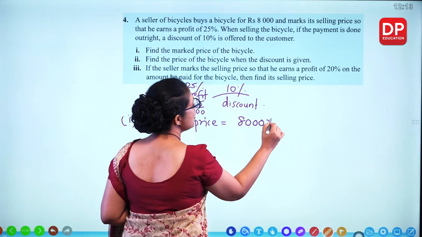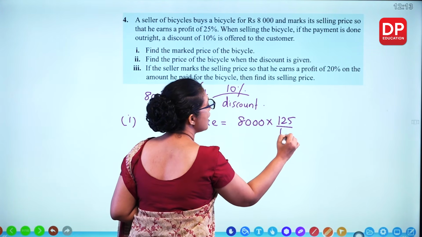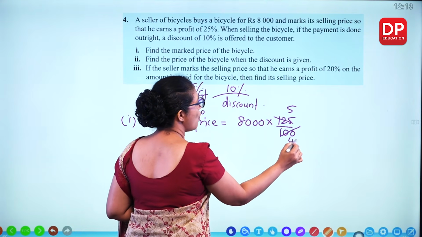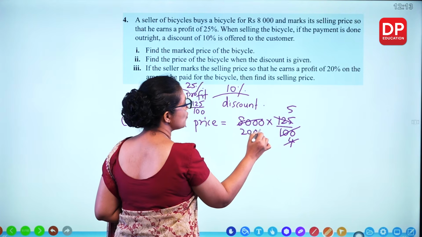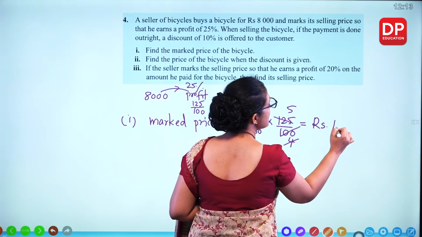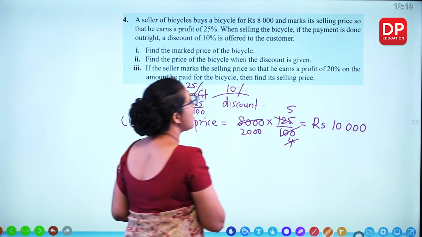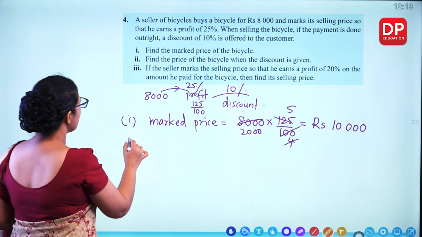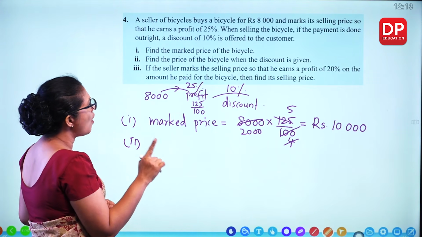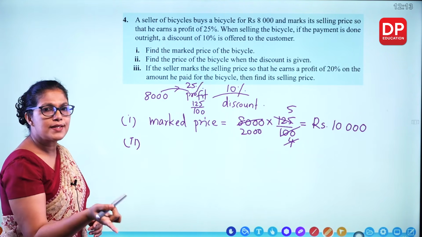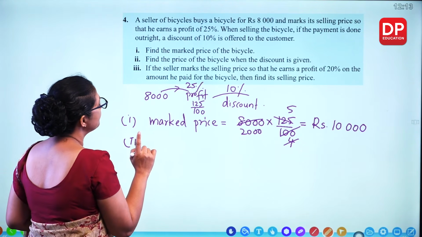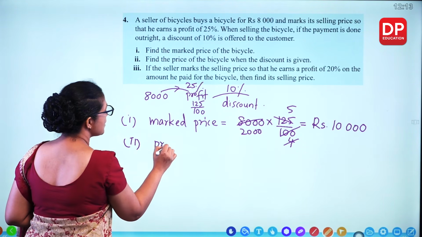So 8,000 into 125 over 100. 25 times 5. Here 4. 4 times 2, 8. So 2,000 into 5, that's 10,000 rupees. So that's the marked price. Then the second part, find the price of the bicycle when the discount is given. Now 10% discount is given. So what's the price after discount?